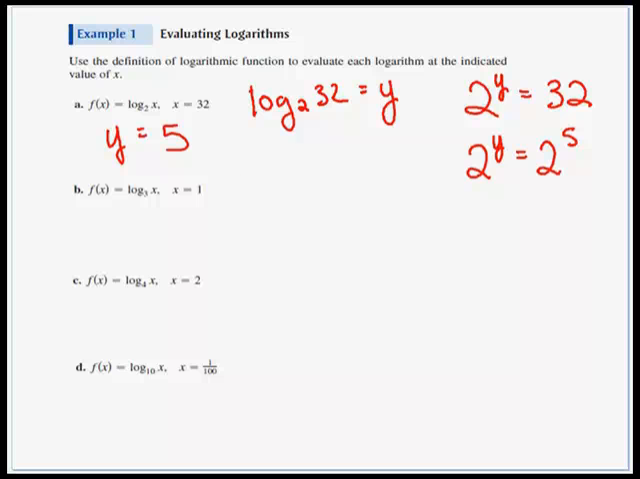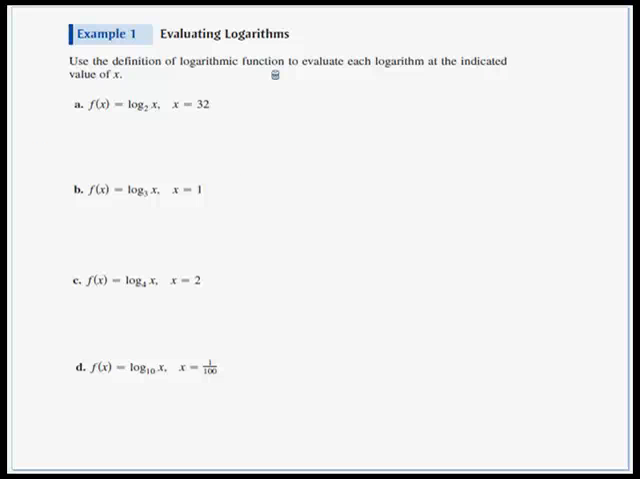Alright, let's look at letter B. Log base 3 of x when x equals 1. So we could think about this as y equals log base 3 of 1. Well, log base 3, that means 3 is our base. Our logarithm is an exponent. 3 to some power y is equal to 1. 3 to what power equals 1? Or, what do we raise 3 to equal 1? Well, anything to the 0 power is equal to 1, so y is equal to 0.